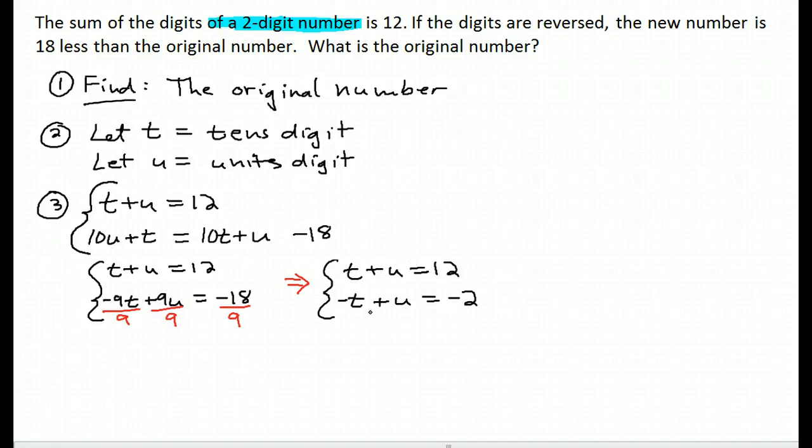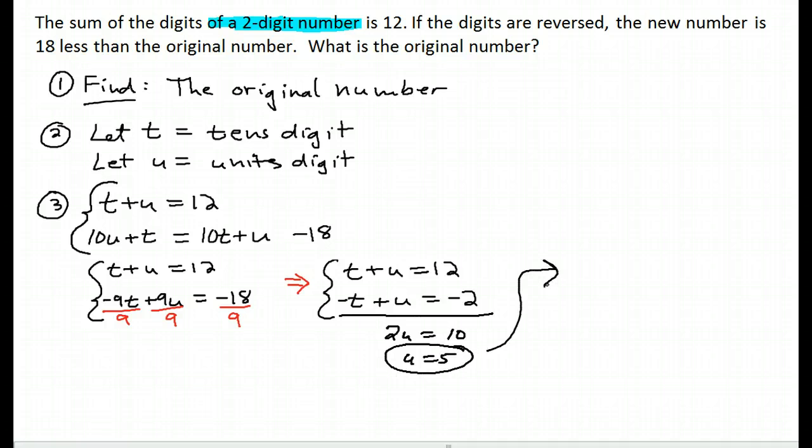Now this new system, because I divided through by 9, it's already set up to do addition. So I'm going to go ahead and add them together and I get 2u equals 10, which means u is 5. Okay, once you find u, then you have to go back up to one of the original equations. I'm going to take the first one and find out what t is. If u is 5, t must be 7.